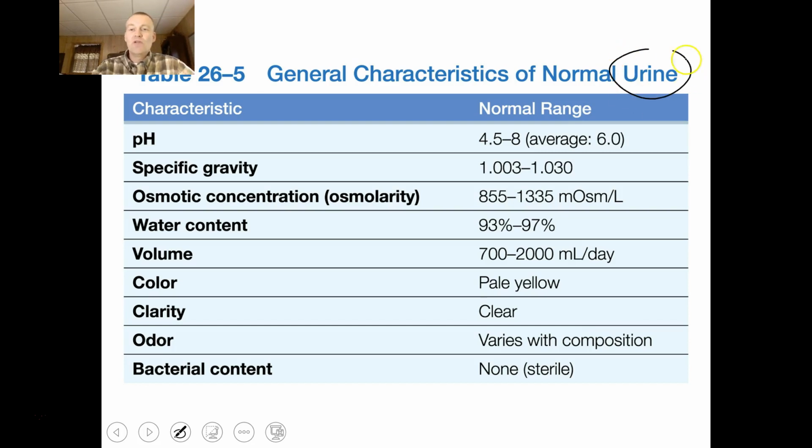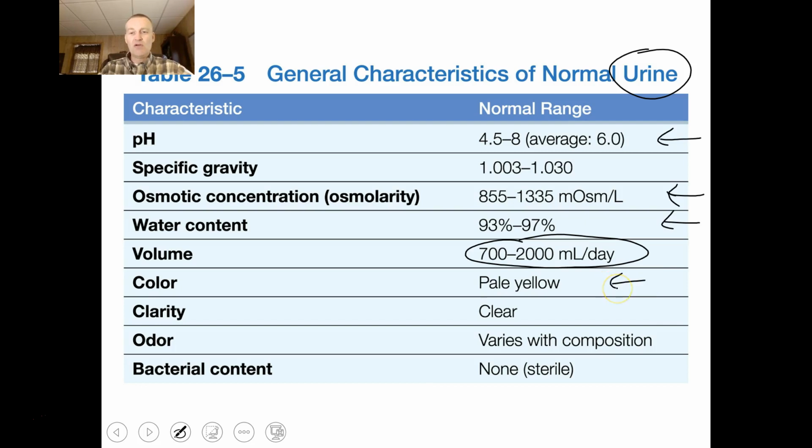So there are a lot of different characteristics of urine. The pH of urine is going to be anywhere from 4.5 to 8, but it averages 6, which is slightly acidic. In regards to osmotic concentration, it has lots of solutes dissolved in it. It's mainly water. You make somewhere in the order of 700 to 2,000 milliliters per day. That 2,000 milliliters is pretty high. It's 2 liters of water per day.